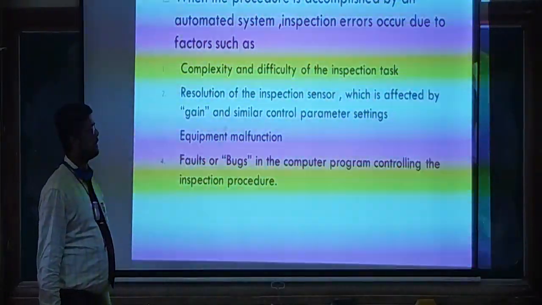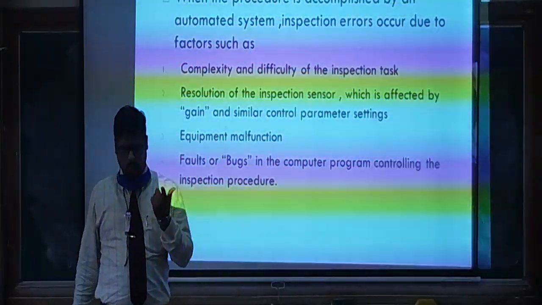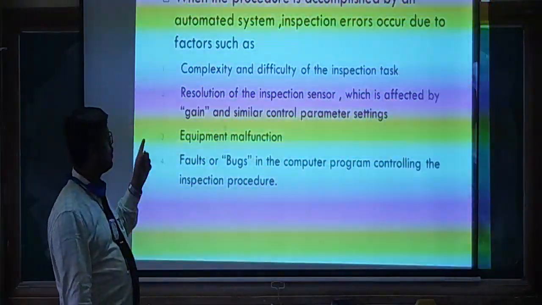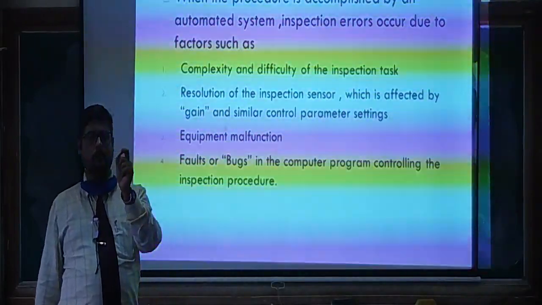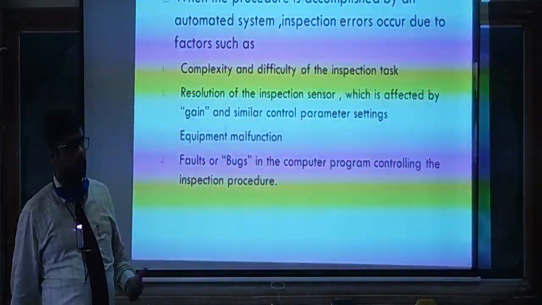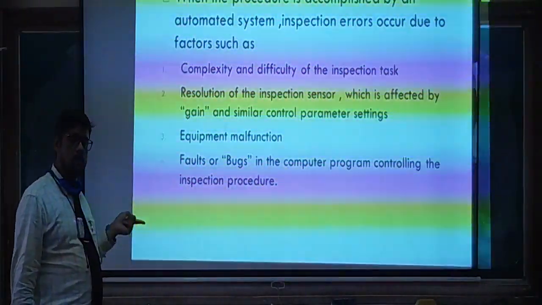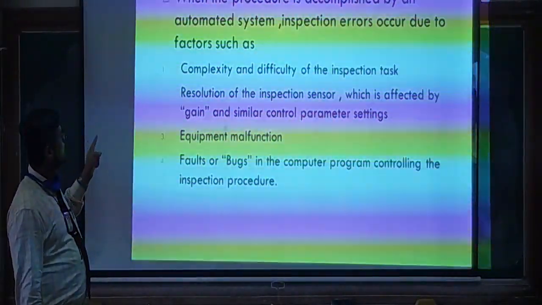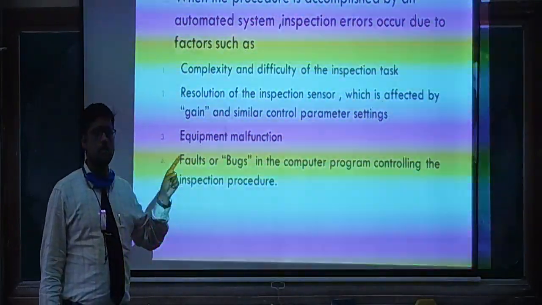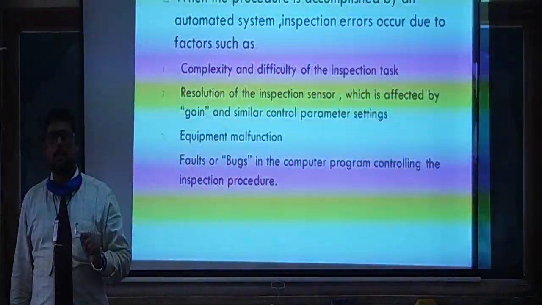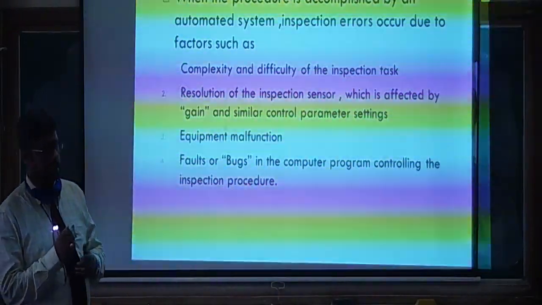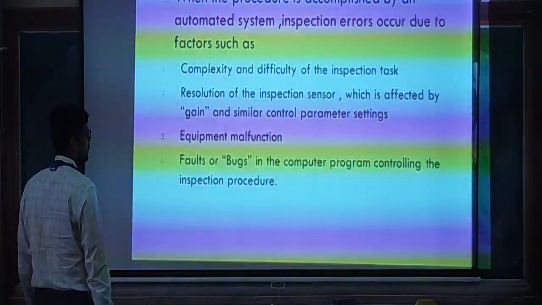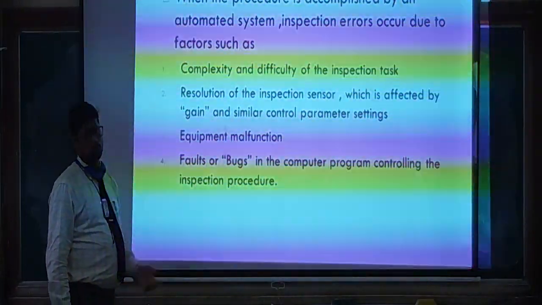Second is the resolution of the inspection sensor. If you are considering the CMM, coordinate measuring machine, what is the resolution of that particular sensor? Like say a ruby rod is there, so one probe is there. What is the accuracy or resolution of that particular sensor, which is affected by gain and similar control parameter settings? So you have to set the parameters accordingly. But though you are setting the parameters, it can still give a false reading because of the resolution problem.